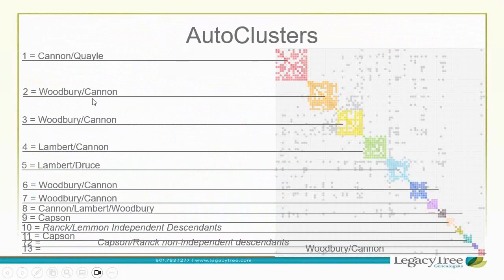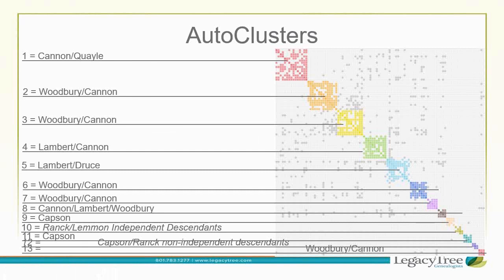But then we also have descendants of Ora Nelson Woodbury and Ann Cannon. So Ann Cannon was a daughter of George Cannon and Ann Quayle, and those are represented here in clusters 2 and 3. And then we have the Lambert and Cannon and the Lambert and Druce families. And then we've got more Woodburys and Cannons, and then more Cannons, Lamberts, and Woodburys. So most of these first clusters are all representative of the test taker's direct paternal ancestry, the paternal grandfather of the test taker, the entire paternal ancestry of the test taker.